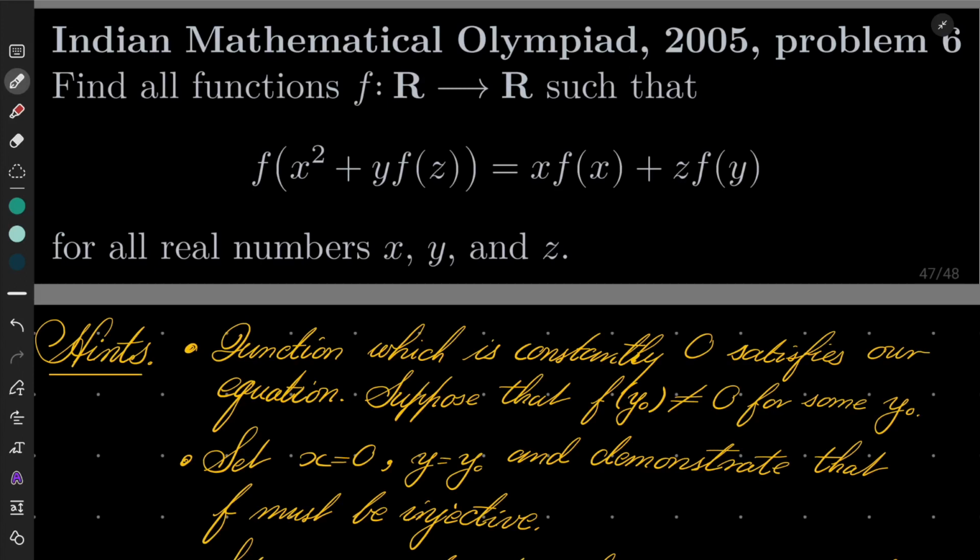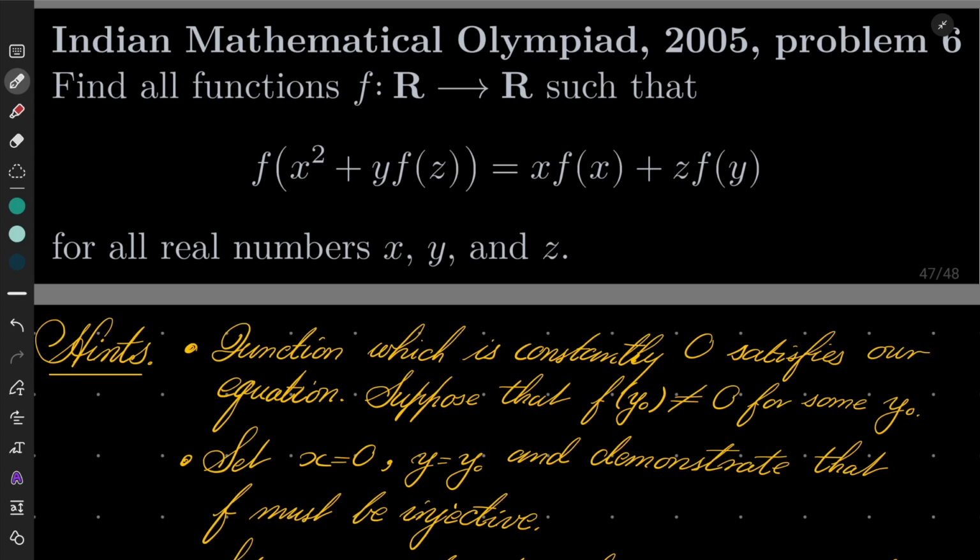Hello friends, in this video I'd like to solve the following problem from the Indian Mathematical Olympiad 2005, problem number 6. We wish to find all functions f from the set of real numbers into itself, such that f of x squared plus y times f of z equals x times f of x plus z times f of y for all real numbers x, y, and z.